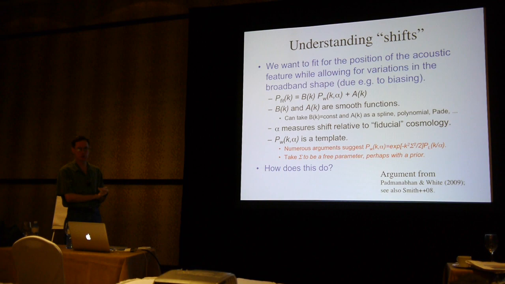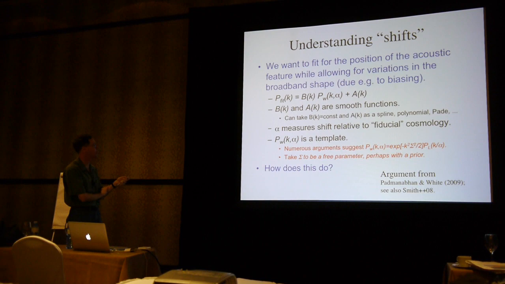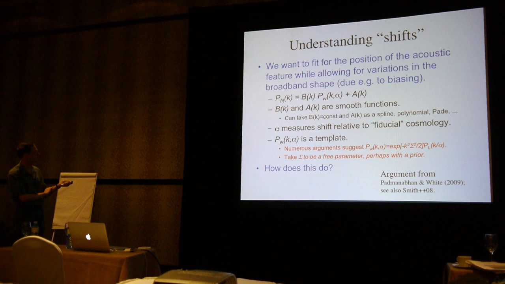What I want to talk about is what happens to anything else. Does anything else happen? Is it just simply that broadening, or is there more information? So the idea would be that we're going to try and fit for the position of this acoustic feature. We're going to allow variations in a number of other things, for example, in the broadband shape, because I may believe that biasing may be scale-dependent or there may be something else interesting happening. So I'm imagining fitting some kind of functional form, which schematically looks like the wiggly linear theory power spectrum that I had, some kind of template here, with a possible parameter alpha, which indicates the shift. Right? So if alpha was 1, that would be the cosmology I want, but I'm allowing it to slide back and forth in k-space.